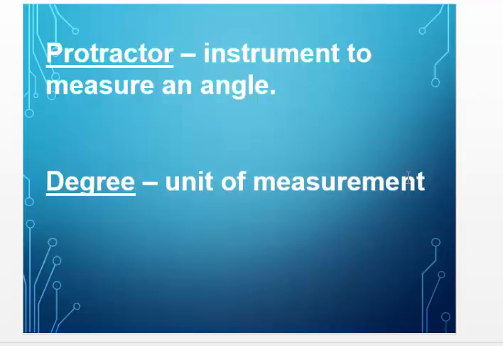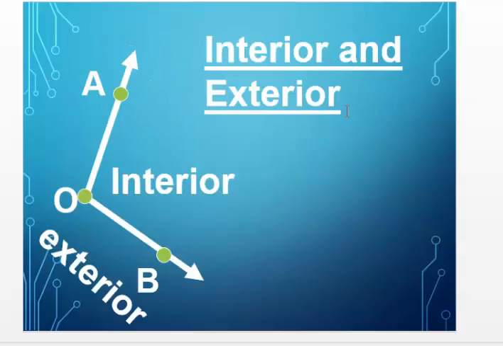A protractor is how we measure an angle. You've probably used one before, and just as a reminder what it looks like, it's a semicircle and it's got angle measurements around the outside. The degree is the unit of measurement that we measure angles in. There are interior points to the angle and exterior points, so these are all considered interior. They're on the inside, and then these are the exterior points.